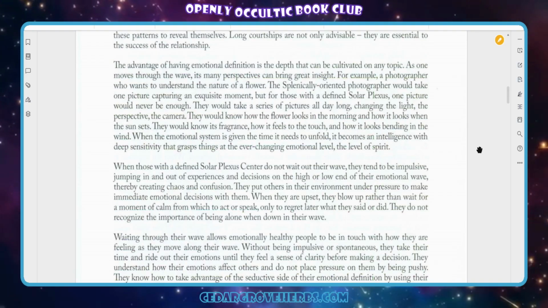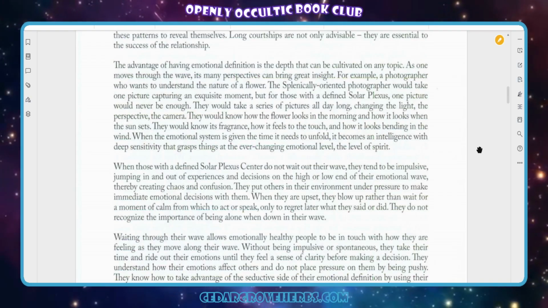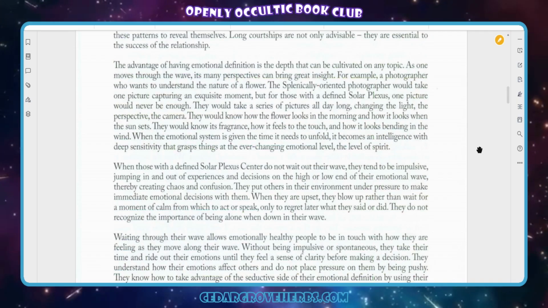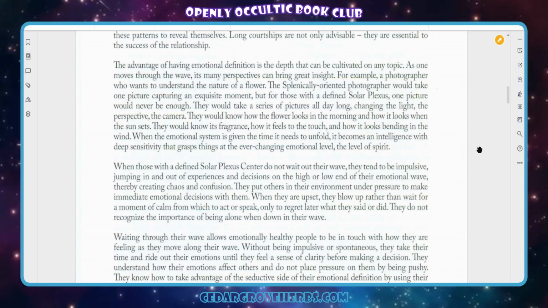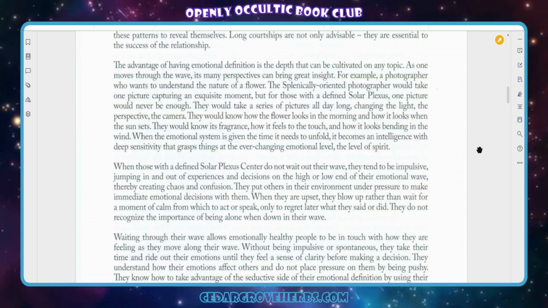When those with a defined solar plexus do not wait out their wave, they tend to be impulsive, jumping in and out of experiences and decisions on the high or low end of their emotional wave, thereby creating chaos and confusion.